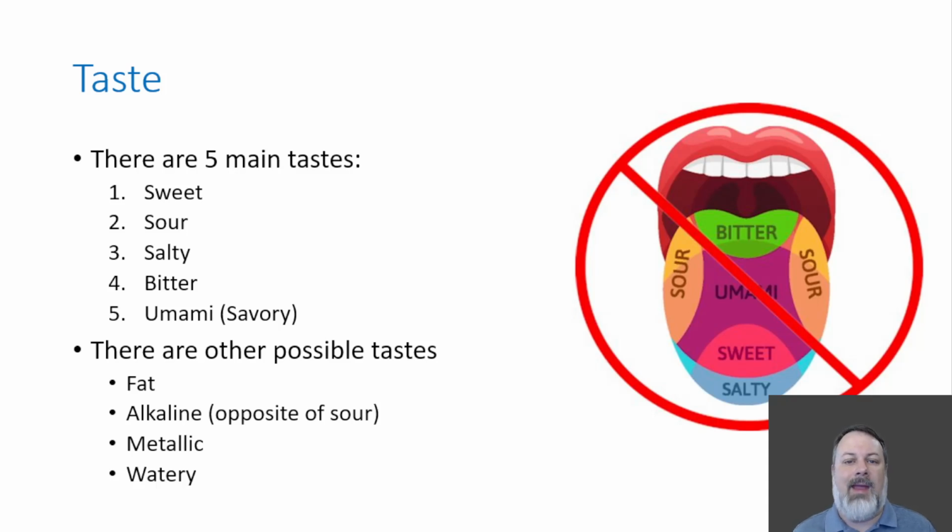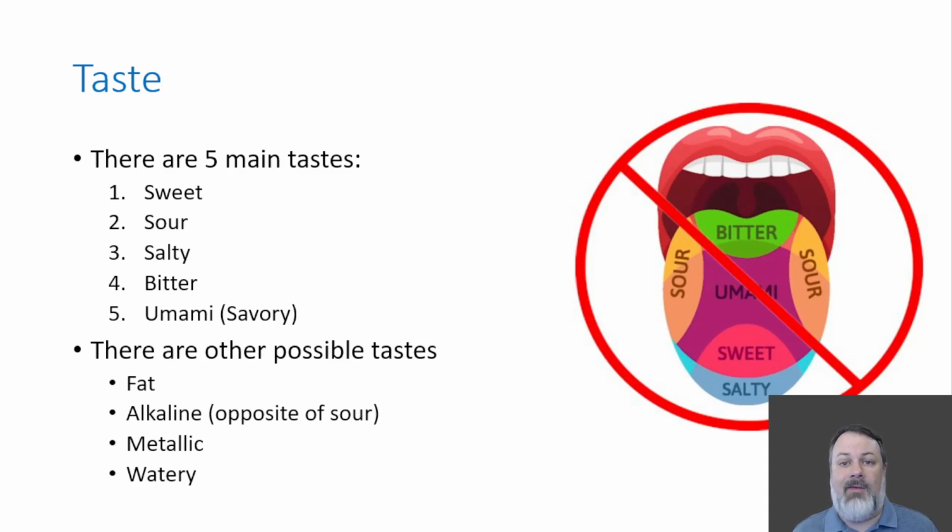Now there are five main tastes: sweet, sour, salty, bitter, and umami or savory. Now, you might have learned in grade school about the tongue map, and that there's certain areas in your tongue that are responsible for tasting sweet or bitter or sour. This is not true. All parts of your tongue can detect all types of taste.